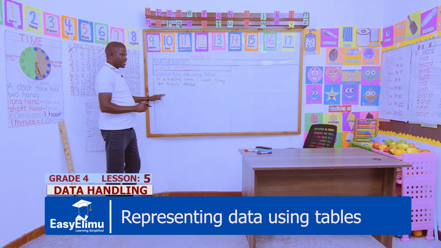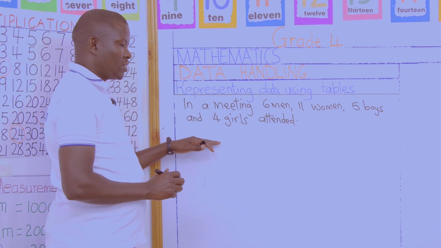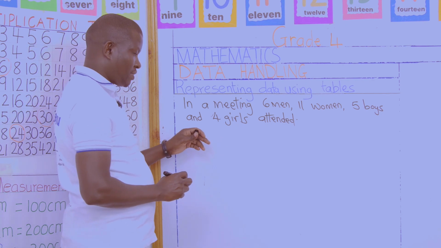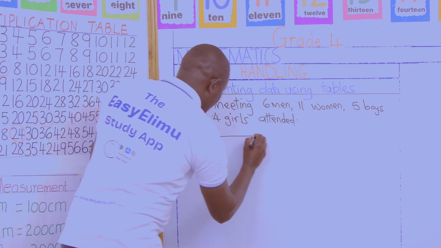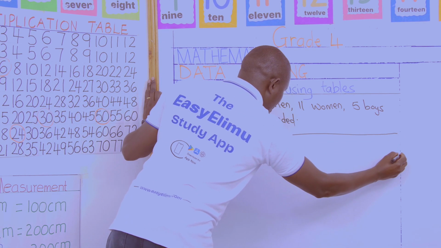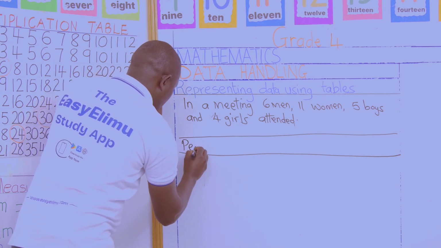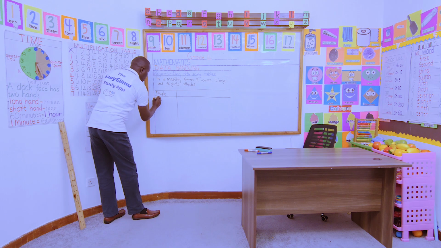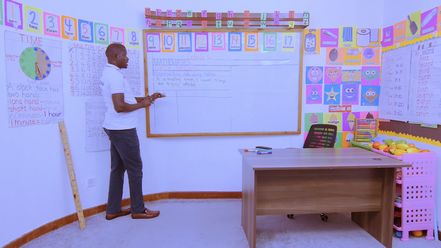Now, let us represent this data. As we represent data, we have a table with a tally mark for each. Let me try to draw this one. Now, we have the people who came. We had the following categories. We had men.